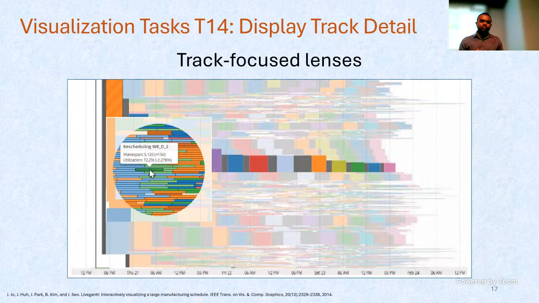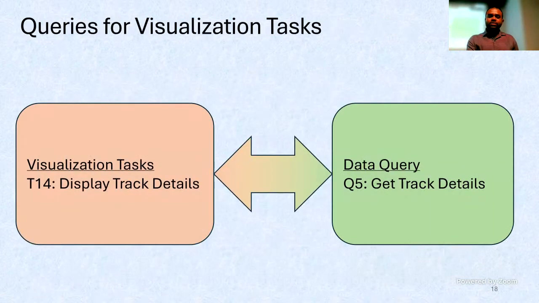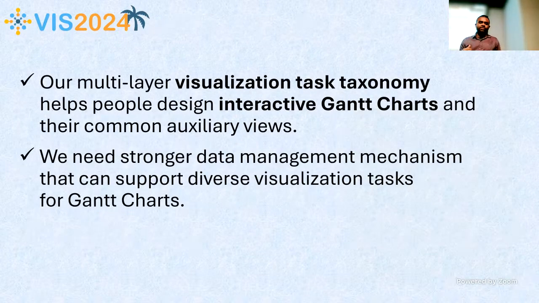Now you want to do the implementation on loading the data to visualize it. So for this task T14, displaying track details, you would need to implement and optimize this query that we call get track details. Like this, our multi-layer visualization task taxonomy provides a structured way to guide users in designing interactive Gantt charts that can handle a large amount of data.